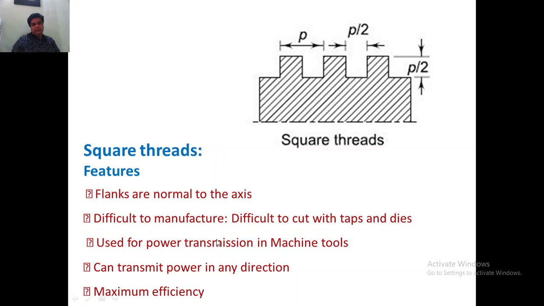And again, just like any other power screws, this thread is used to transmit power in machine tools, and it can transmit power in any direction. That means you can transmit power either left side or the right side of this thread here, and the efficiency is maximum compared to other threads. So usually in screw jacks we see this kind of thread here.